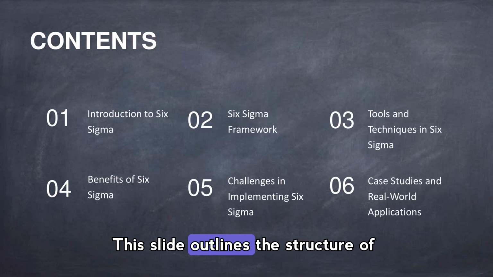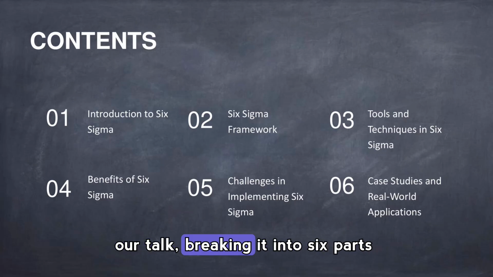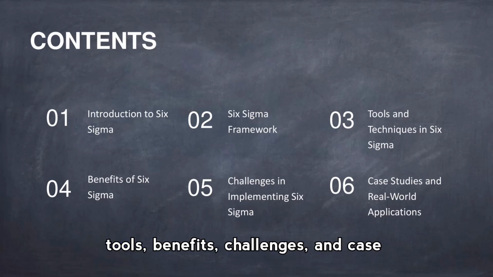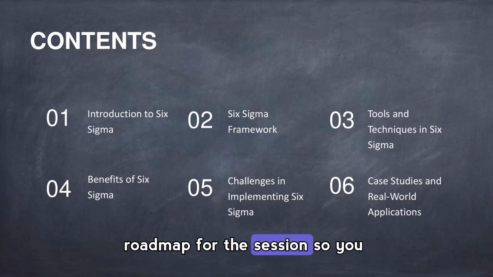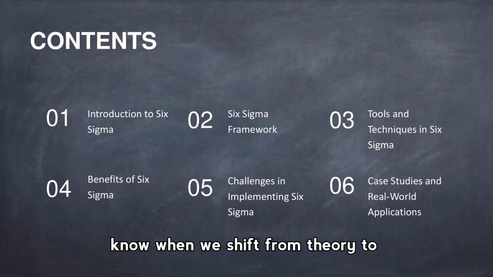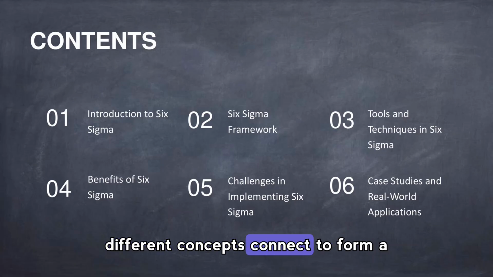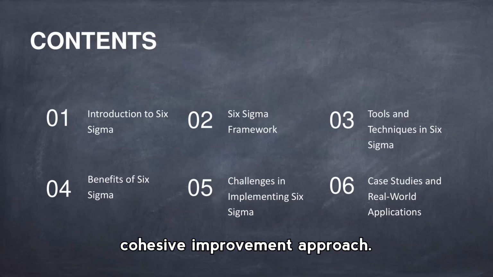This slide outlines the structure of our talk, breaking it into 6 parts from an introduction to framework, tools, benefits, challenges, and case studies. Think of this as your roadmap for the session, so you know when we shift from theory to practical examples and learn how different concepts connect to form a cohesive improvement approach.